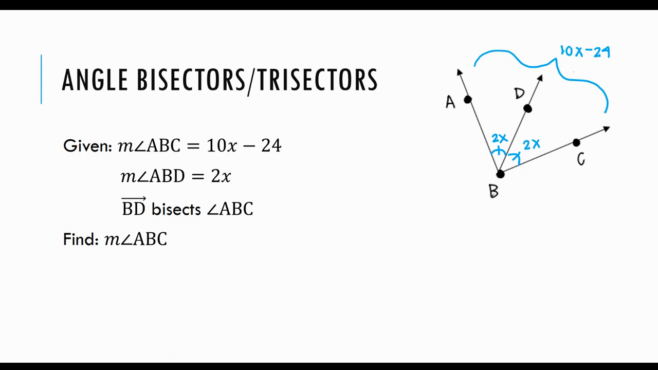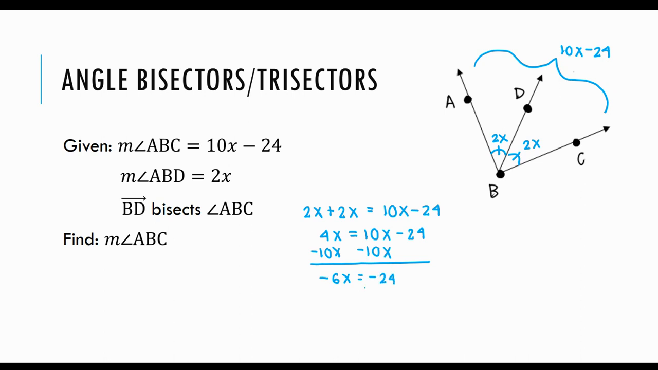Since angle ABC is 10x minus 24, and we have 2 smaller angles inside that together form that angle, I'm going to take those 2 little angles that are congruent. If I add them together, that's going to represent that entire angle, which is 10x minus 24. So combining those on the left gives us 4x. Now I want to move x's to the same side. So I'm going to subtract the 10x. That gives us negative 6x equaling negative 24. I'm going to divide by negative 6. And so we get x to be positive 4.